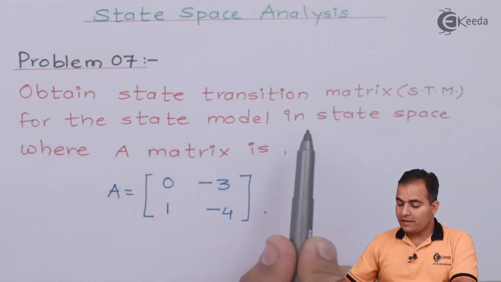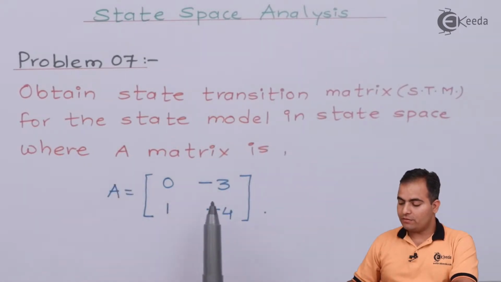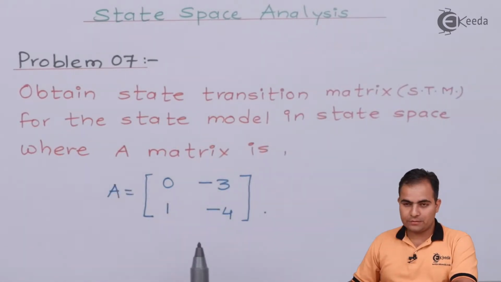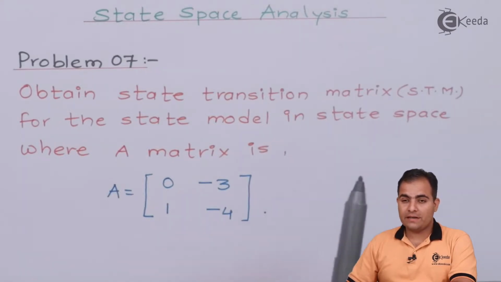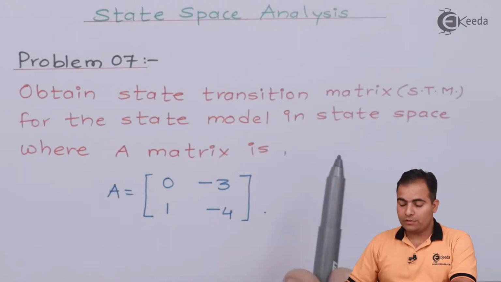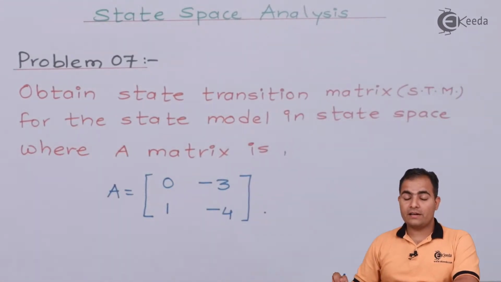For the state model in state space, my A matrix is given as 0, -3, 1 and -4. Now we have studied one formula for how to obtain the state transition matrix: e to the power At is nothing but the Laplace inverse of (sI minus A) inverse. We'll use that formula. First of all, we'll calculate (sI minus A) inverse, and then we will apply the Laplace inverse on that whole matrix.